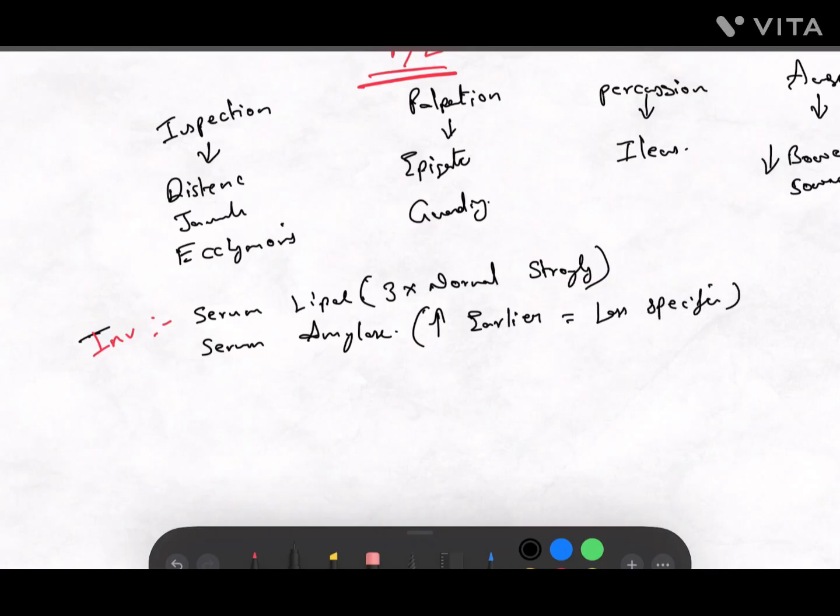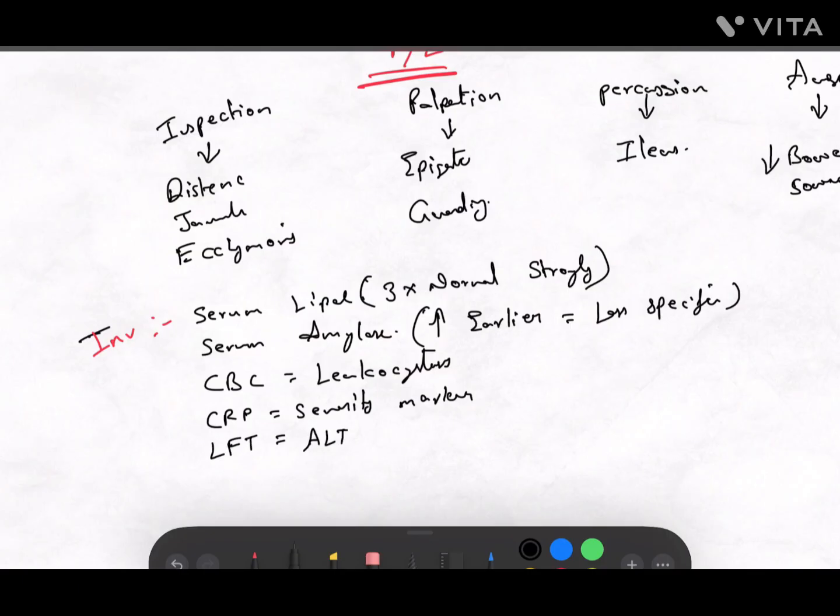Okay. Next we can see CBC. In the CBC we can see leukocytosis. Next we can see CRP. In CRP, this is the severity marker. Next we can see liver function test. In the liver function test, the ALT will be greater than 150. Then you have to suggest the patient has gallstone-related pancreatitis. Okay, so these are the investigations of pancreatitis.